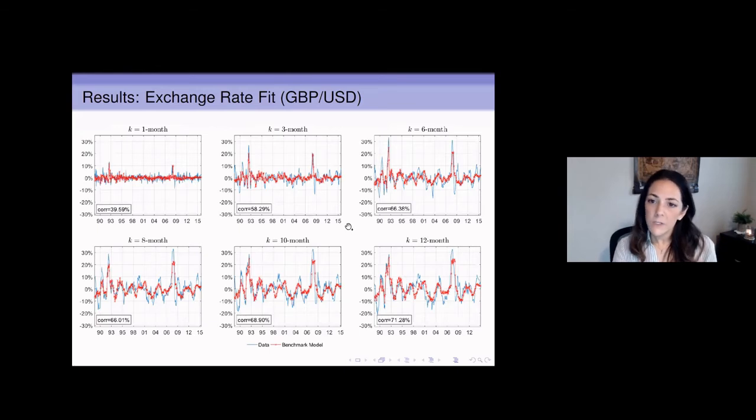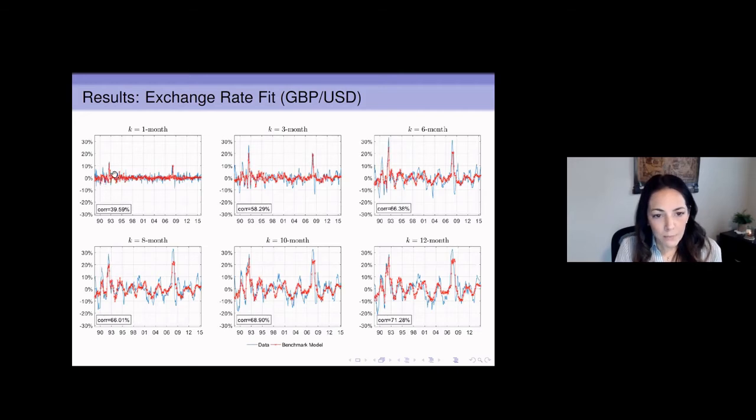And this is the result for the UK US dollar. This is the exchange rate movements at the 1 month. This is the 1 month exchange rate change. This is the 3 month, 6 month, 8 month, 10th, and 12. I have every single month, but I just show a couple months to give you an idea of the spectrum. And if we focus on the 1 and 3 month, you are going to see that the fit of the model is not as impressive as when we were fitting yield curves.